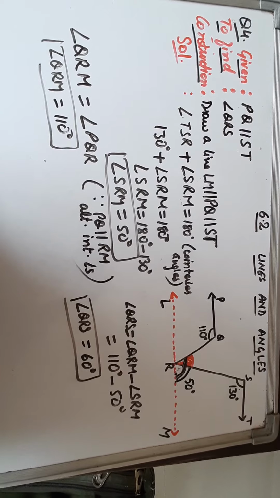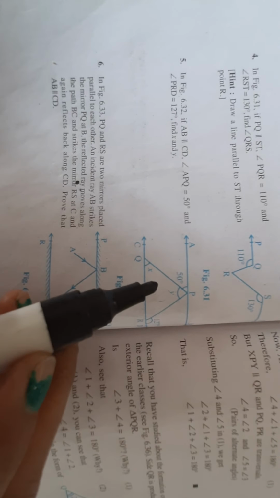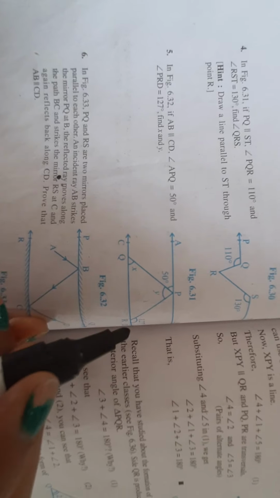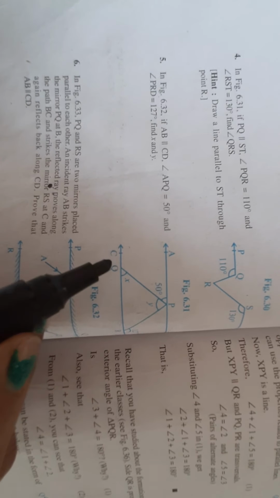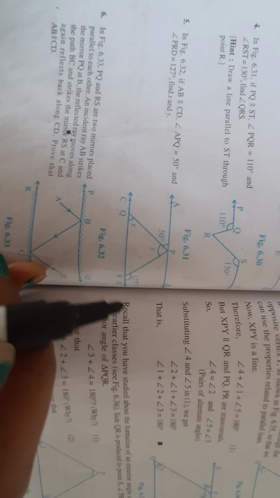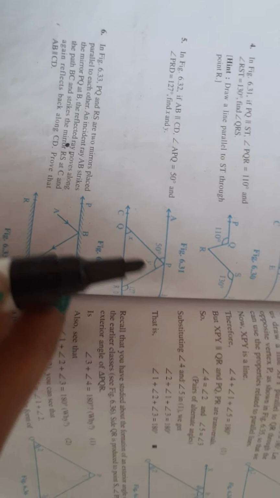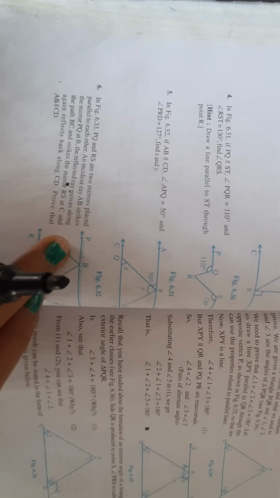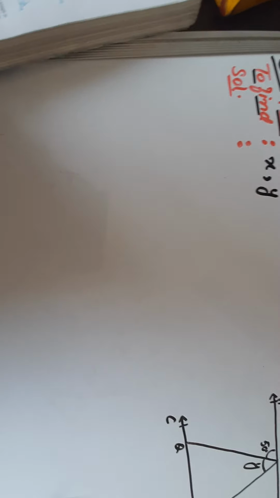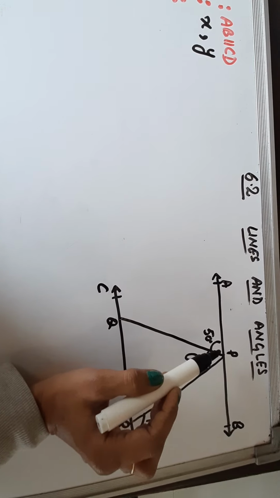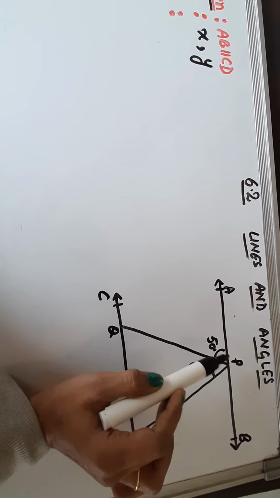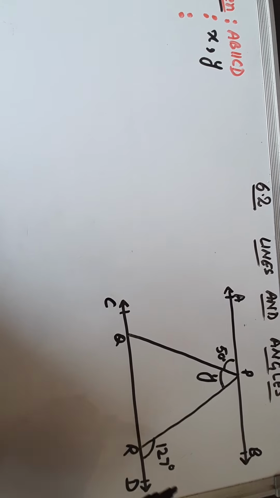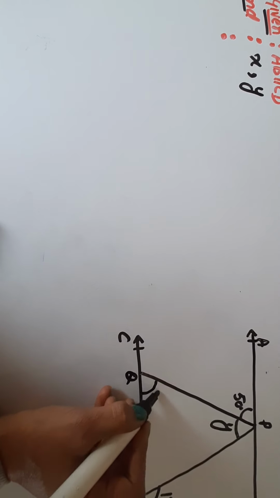Now let's do question number 5. Now dear students, question number 5. In figure 6.32, this figure, if AB line is parallel to CD, angle APQ is 50 degrees and angle PRD is 127 degrees, find out angle X and Y. So what is given to us? We have been given this angle APQ 50 degrees, PRD is 127, and we have to find out angle X and angle Y.